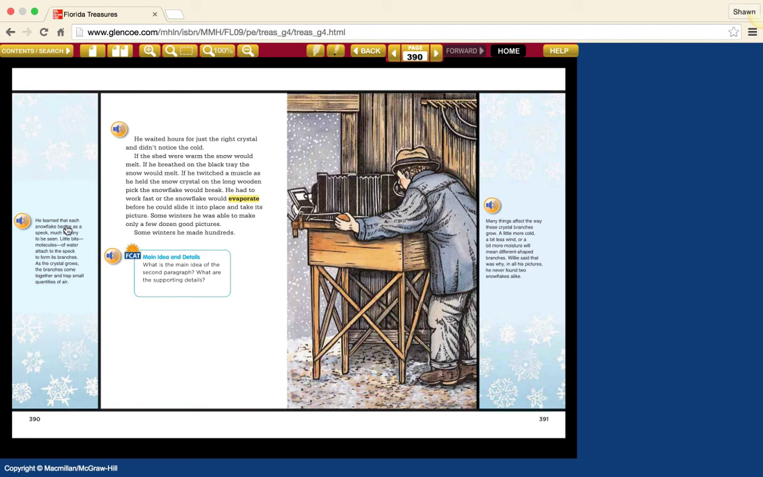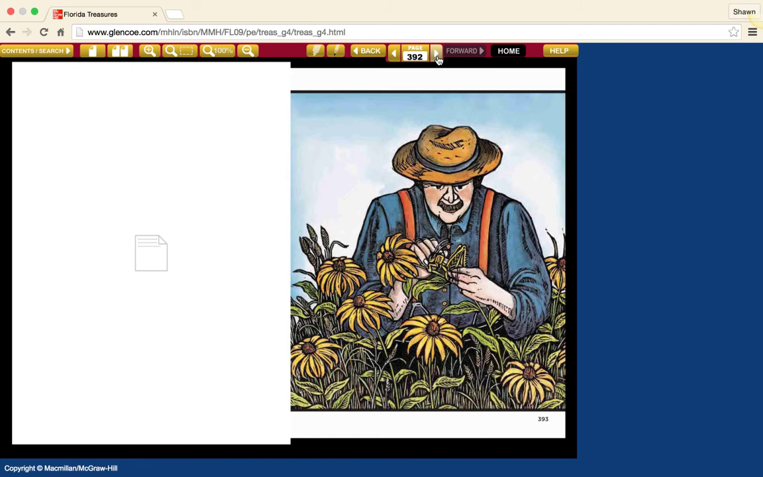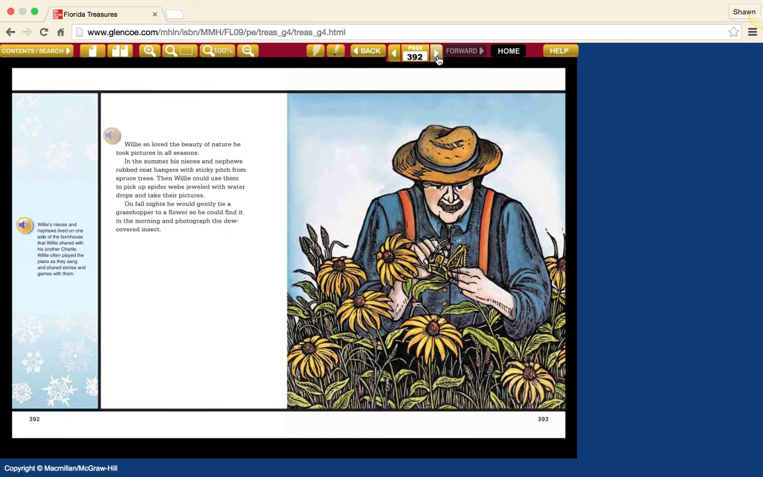And this text box says he learned that each snowflake begins as a tiny speck, much too tiny to be seen. Little bits, molecules. That's when a group of atoms are together, and atoms are one of the smallest parts of matter, of water attached to the speck to form its branches. As the crystal grows, the branches come together and trap small quantities, that means numbers, of air. And this text box says, many things affect the way these crystal's branches grow. A little more cold, a little less wind, or a bit more moisture will mean different shaped branches. Willie said that was why in all his pictures he had never found two snowflakes alike. And if you had watched my EduCreation that I created during our last snow days, you can see that there are so many different changes that go on that are never repeated that affect why snowflakes are different.